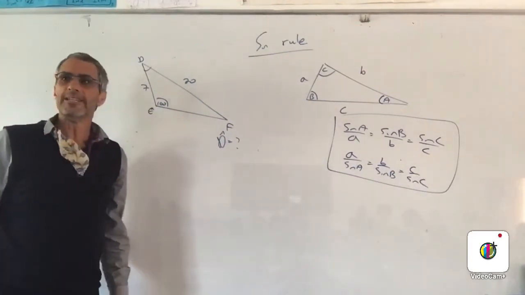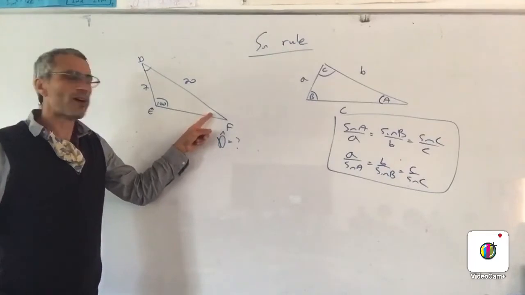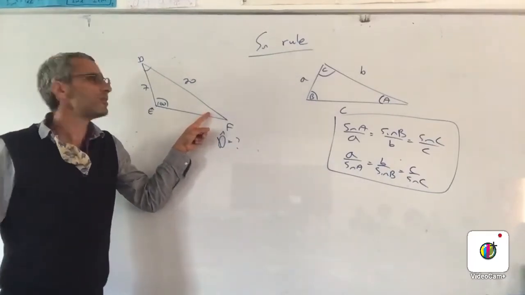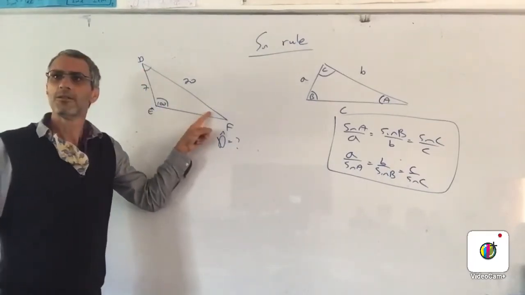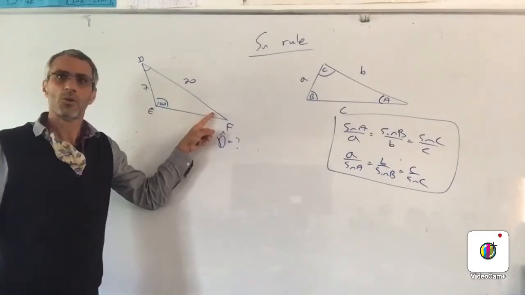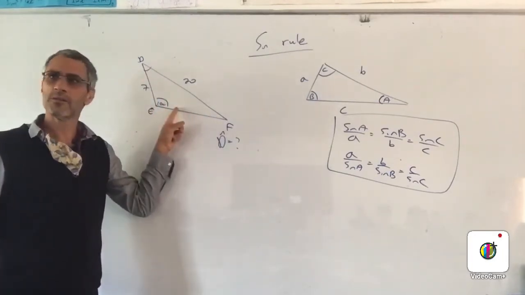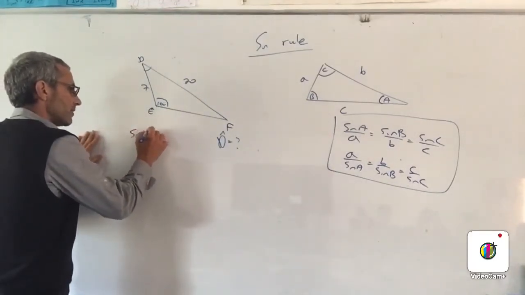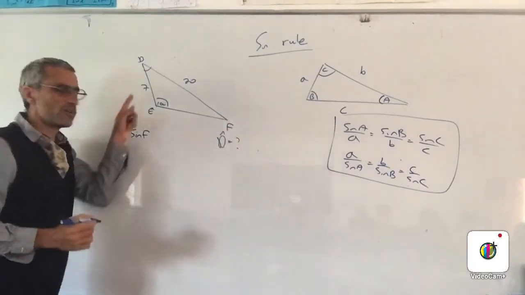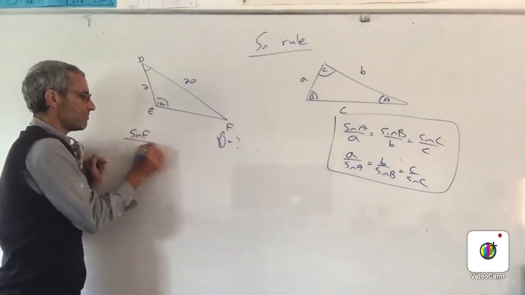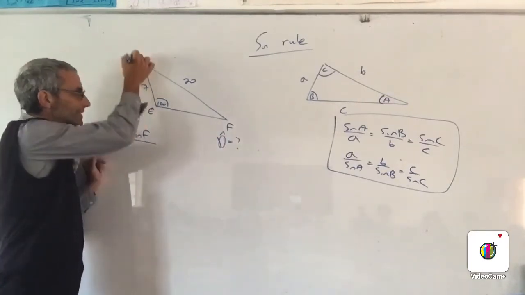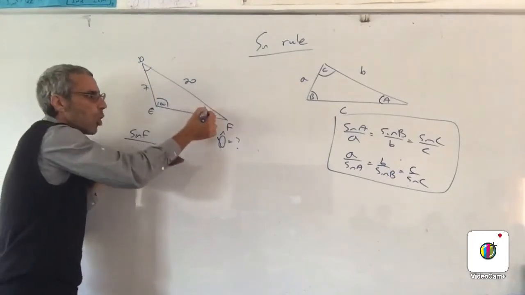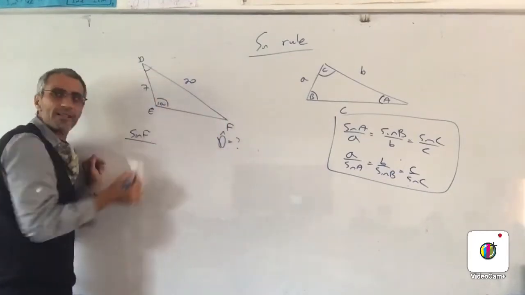But that's not a big deal, because if I find angle F, how would I find angle D? If I found F, it's 180 minus those two, right? So let's try instead to find sine F. Sine F divided by what? In the sine rule, what do I need to divide sine F by? DE, right? Because it's always the sine of an angle divided by the side opposite.